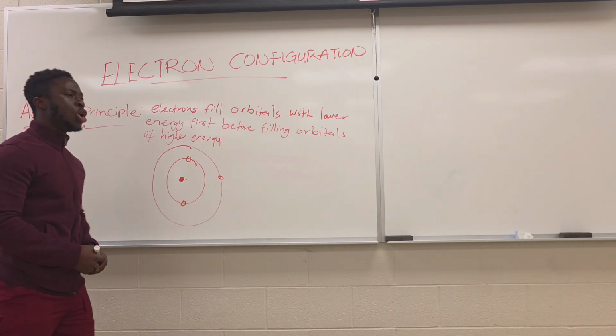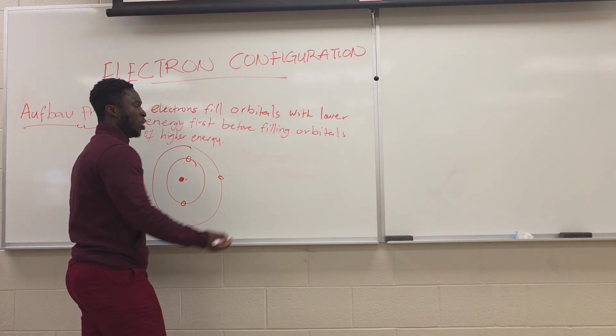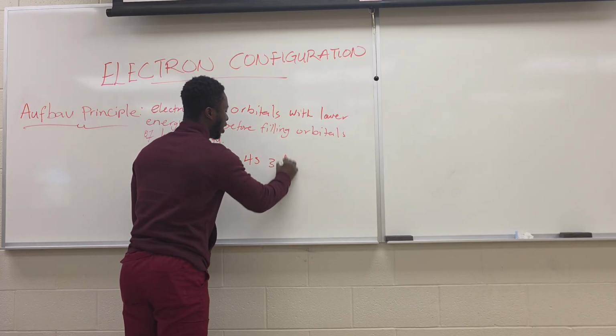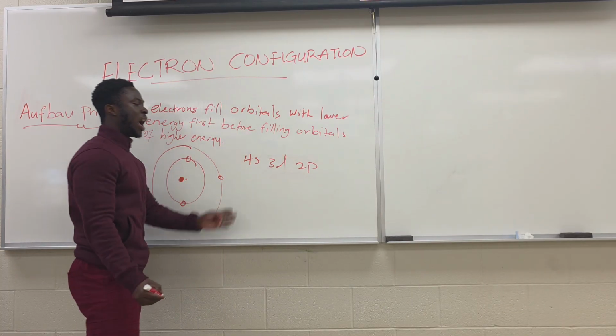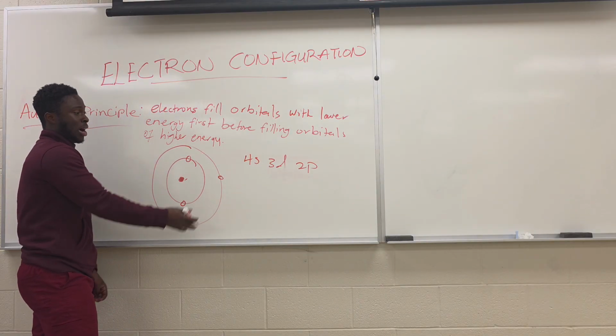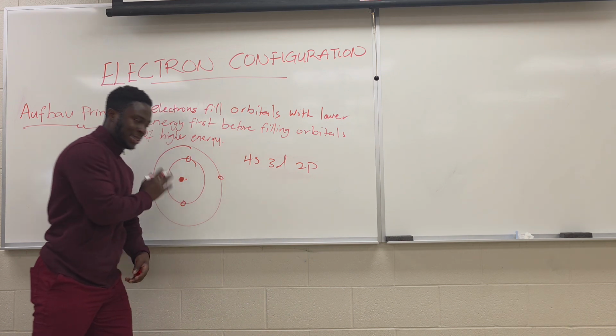But how would you know? If you have, let's say, the 4S shell or the 3D shell, or let's say the 2P shell, how would you know? Because these cannot be drawn like this, right? You don't really see these drawn out like this.